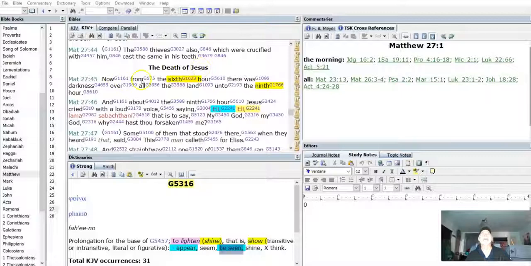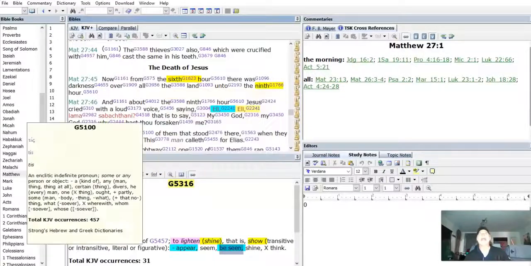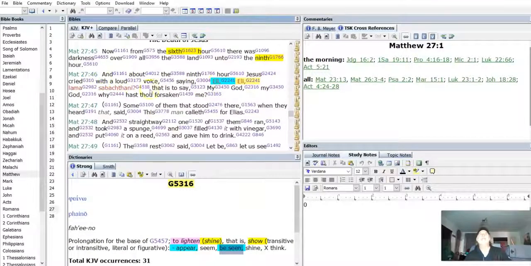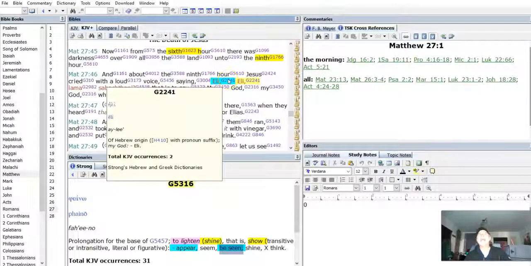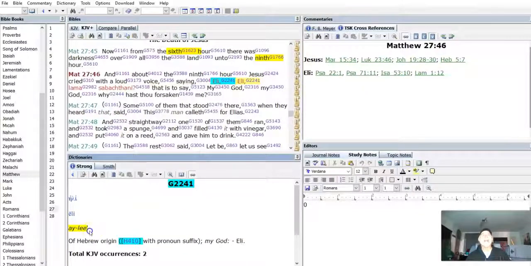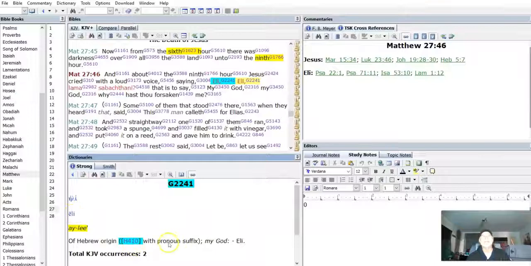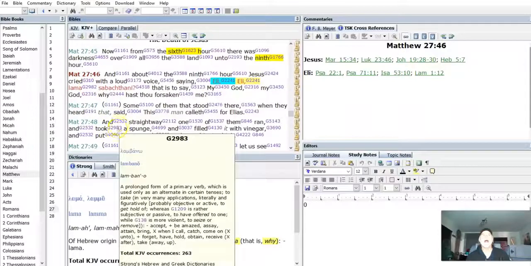So here it is. The death of Jesus. From the sixth hour, which is the flesh, there was darkness over all the land, because in the flesh you're in total darkness. There was darkness over all the land until the ninth. What's a six when you turn it upside down? It's a nine. And about the ninth hour, Jesus cried with a loud voice, Eli, Eli. It's pronounced Ali, but it's spelled E-L-I. Hebrew word for 10. Ali, Ali, Lama Sabachthani, why hast thou forsaken me?